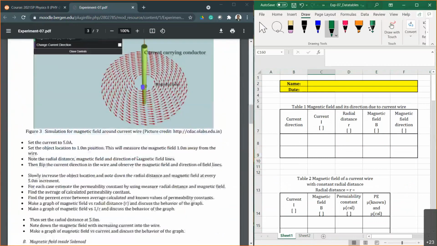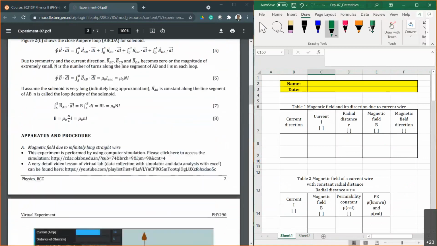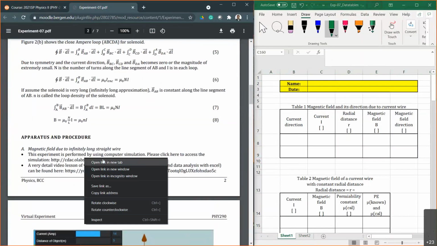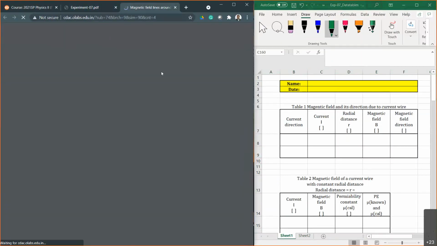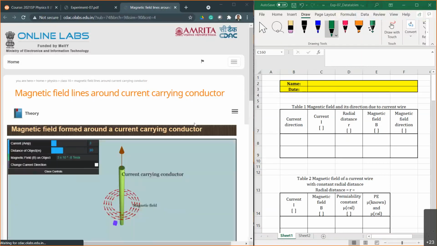So for the simulator, we're going to use two different simulators. For case A, there's a link on page number 2. First link, it says olabs.edu.in. So just click on that link. Then it should open up this simulator page.